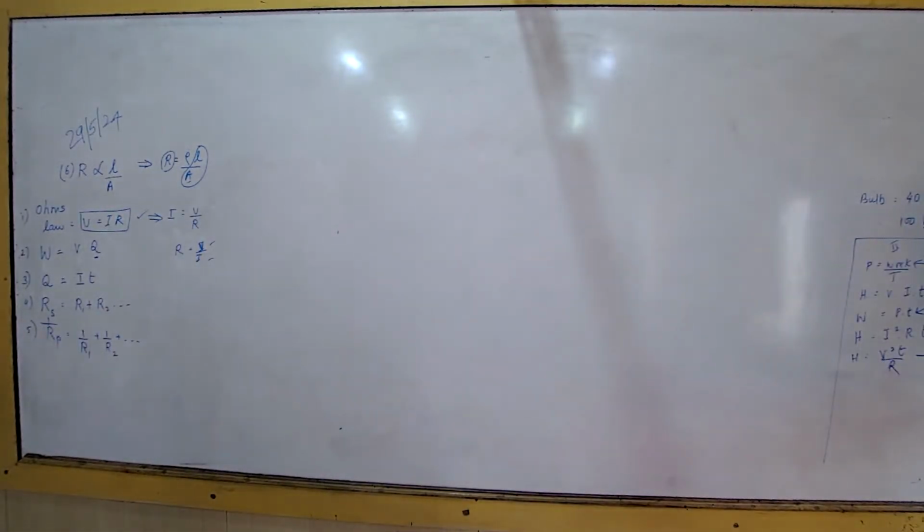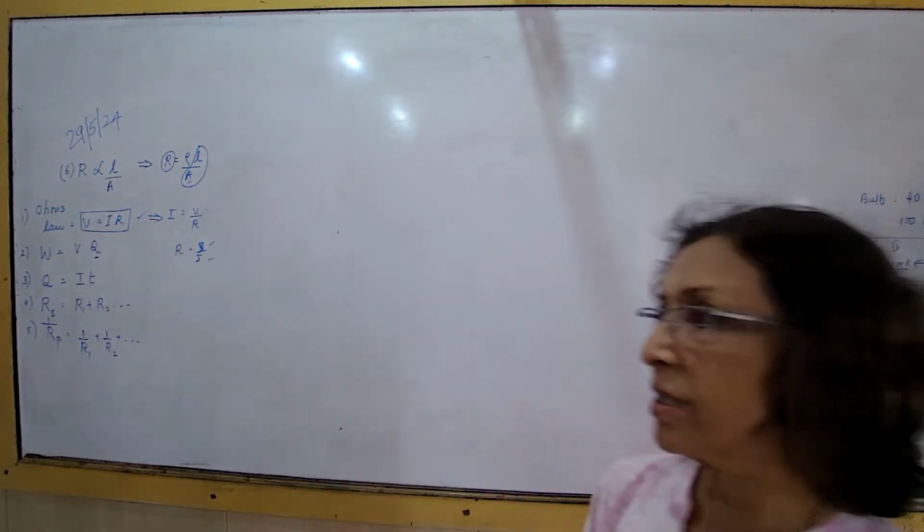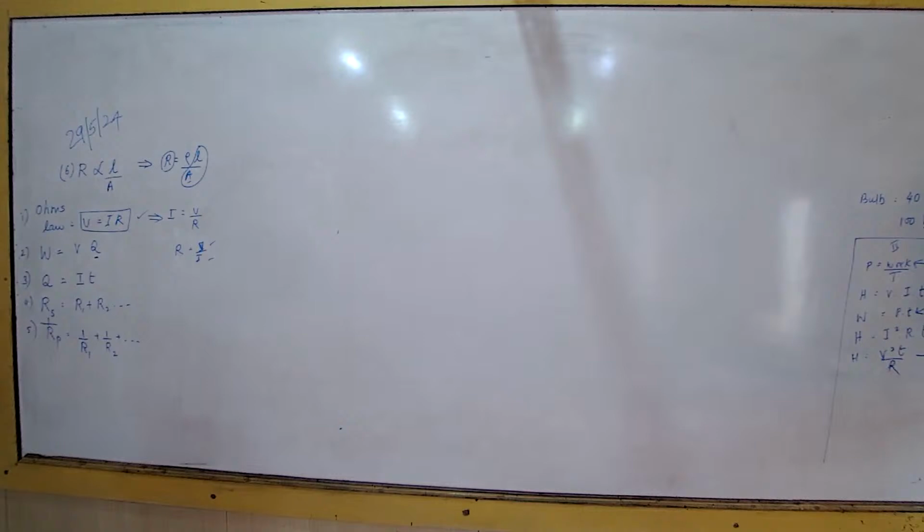Did you understand? This is your heating element for ironing clothes or whatever it is. This is becoming hot, not the wire. So there are two special types of wires which we have to use.